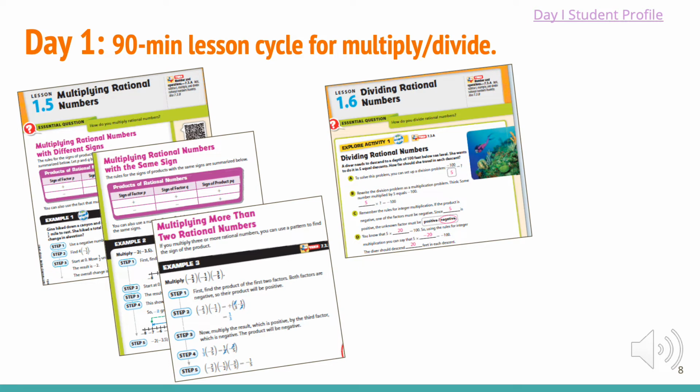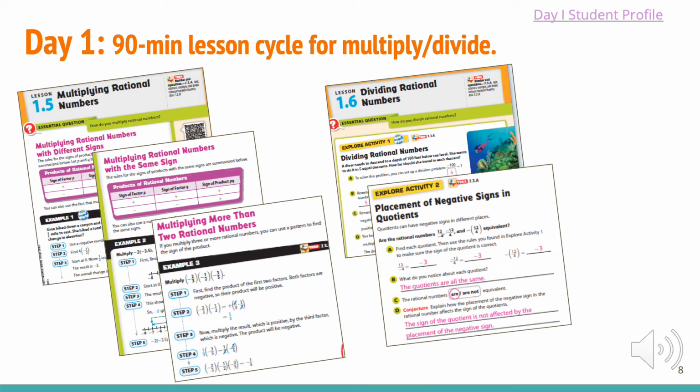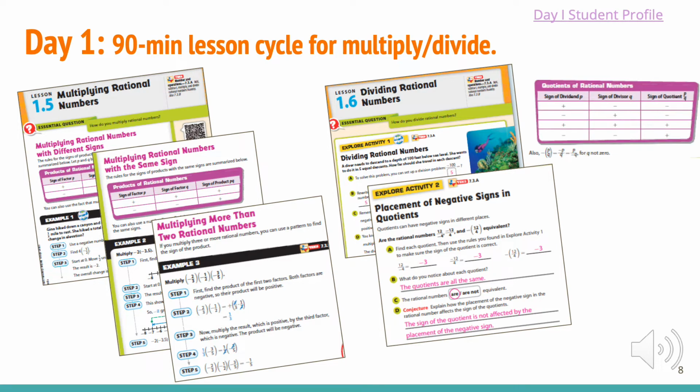When dividing rational numbers, you're going to focus on the placement of the negative sign, whether the negative on a fraction is with the numerator or the denominator, or on the outside of the fraction, they still result in the same quotient. Again, you'll build the rules. I would suggest putting these as anchor charts.